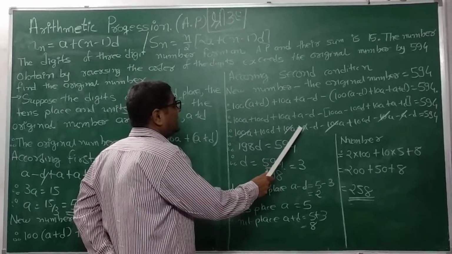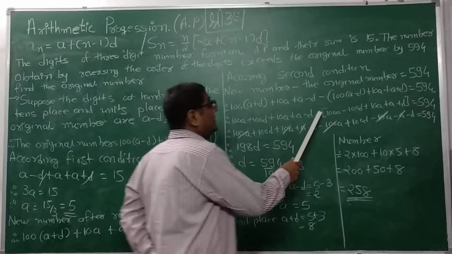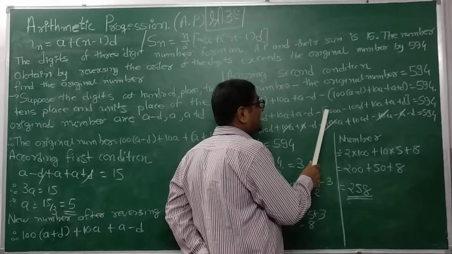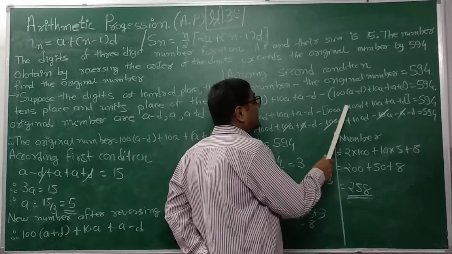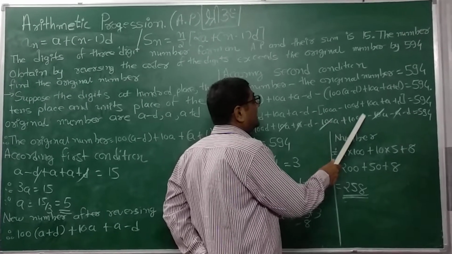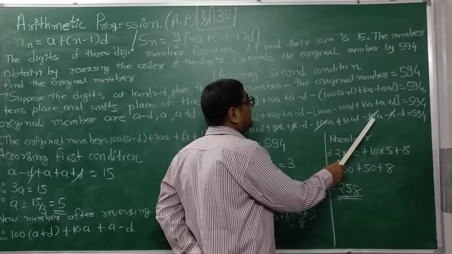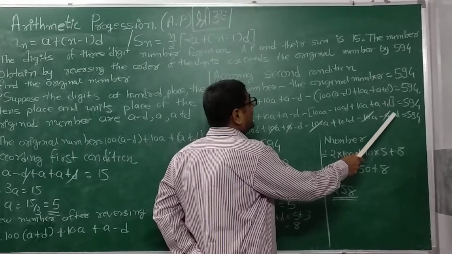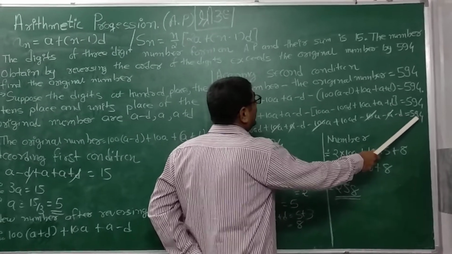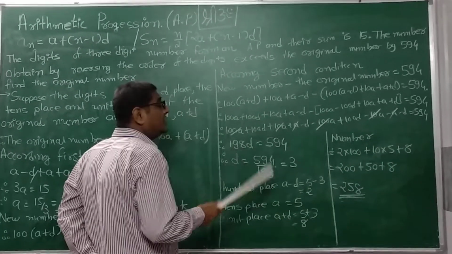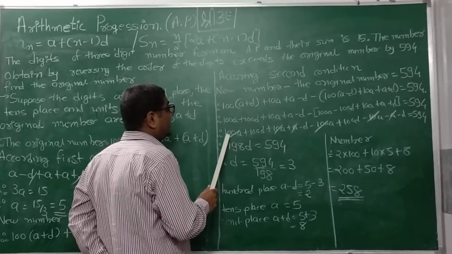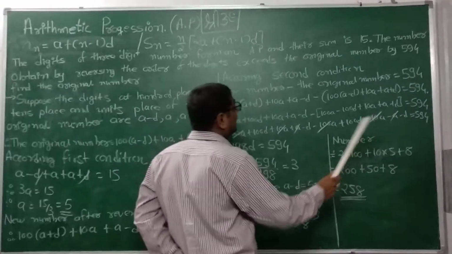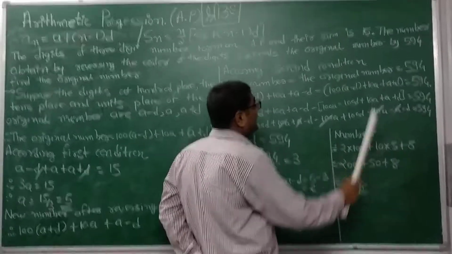that is 100a plus 100d plus 10a plus a minus d. Now here the minus sign, so we have to change the sign, that is minus 100a, minus becomes plus 100d, plus becomes minus 10a, plus becomes minus a, plus becomes minus d, is equal to 594. Now you see that all the a terms cancel out: 100a minus 100a, 10a minus 10a, plus a minus a cancel out.